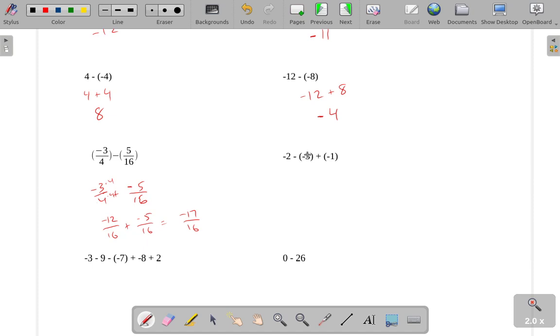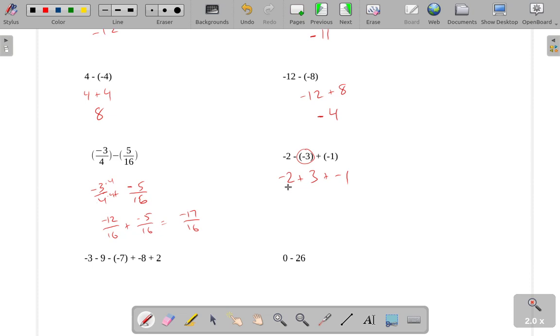All right, in this one, when I'm changing the sign of whatever follows the subtraction, it's only the number that follows the subtraction. So it's only this negative 3 that will change. I'll get negative 3 plus, or sorry, negative 2 plus, changing this from subtraction to addition by taking the opposite of this one. It's a positive 3, because it was a negative 3, and plus negative 1.